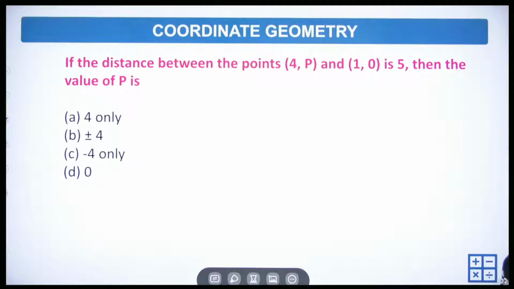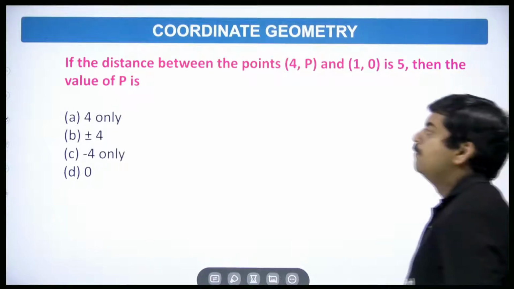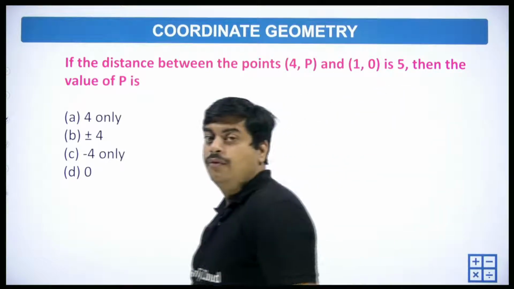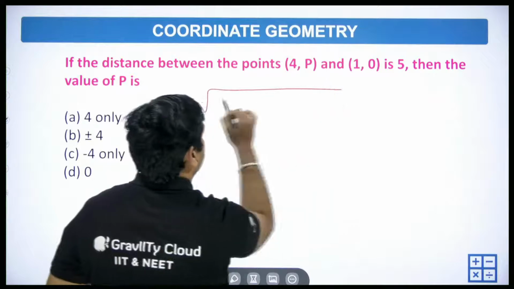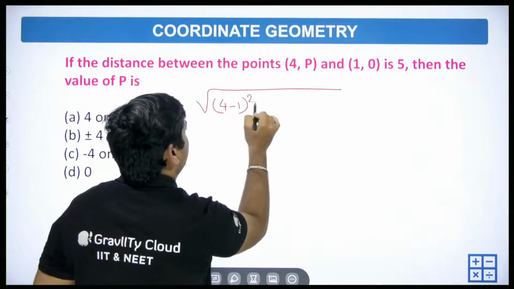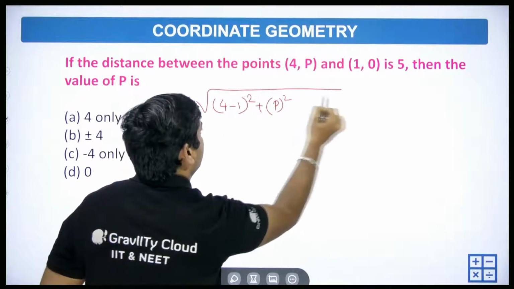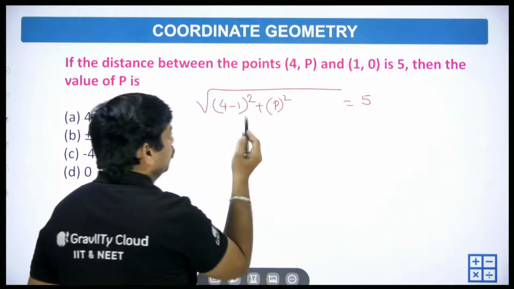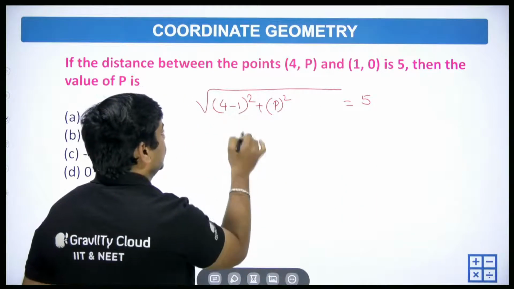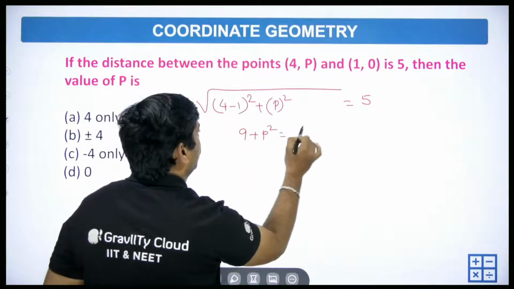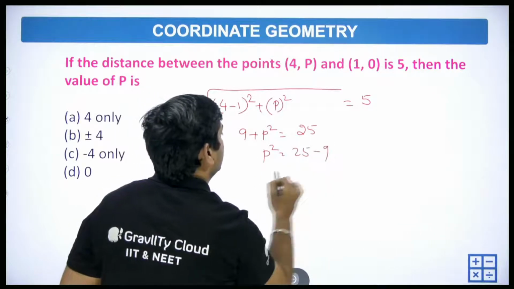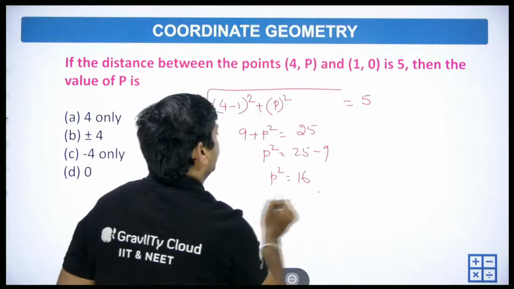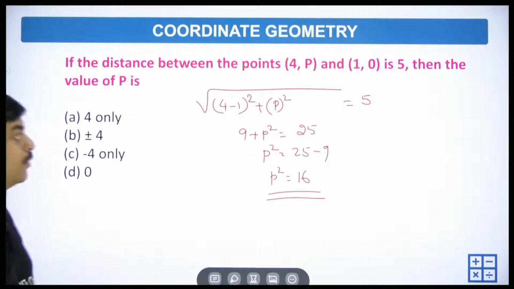if the distance between the points (4, P) and (1, 0) is 5, then the value of P is, so what is the formula for that? That is root over 4 minus 1 whole square plus P minus 0 whole square, is equal to 5. Squaring on both sides. 4 minus 1 is 3, 3 square is 9, 9 plus P square is equal to 5 square, which is 25. So P square equal to 25 minus 9. 25 minus 9 is 16. So P square is 16.